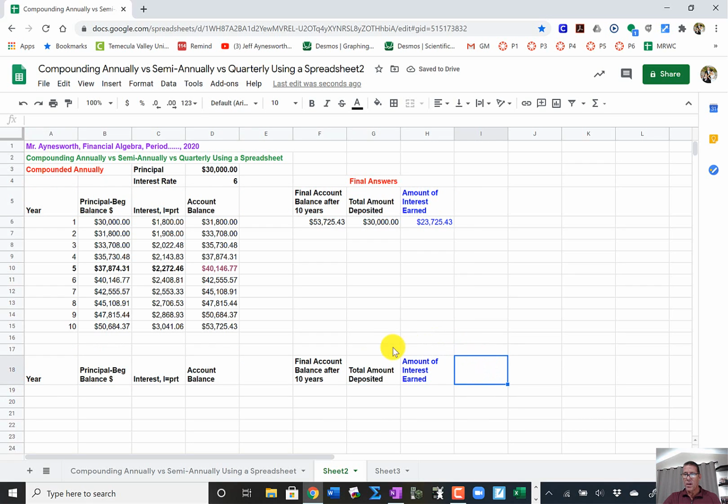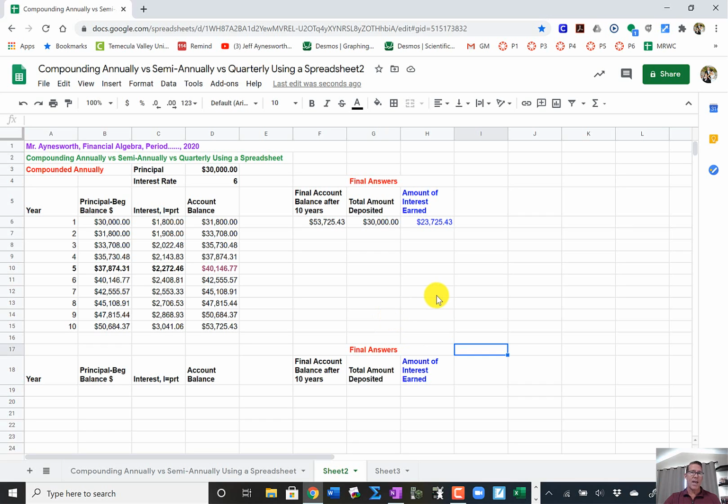Okay. And then let's put this cell here, final answers. Let's copy that. Let's come down here to F17, paste it in, and notice that we get the same type of deal here. So again, Control C is copy on a PC. Control V is paste on a PC.